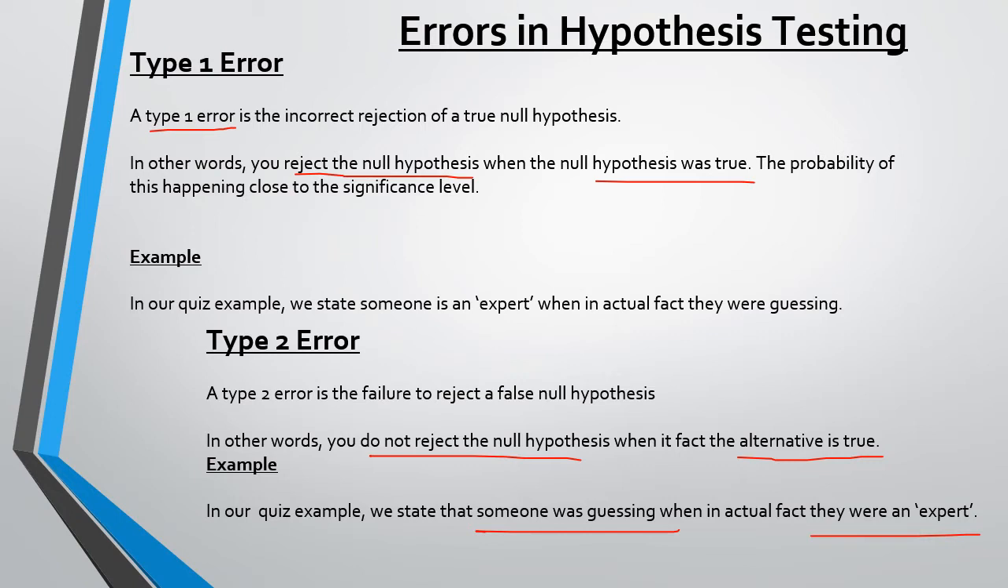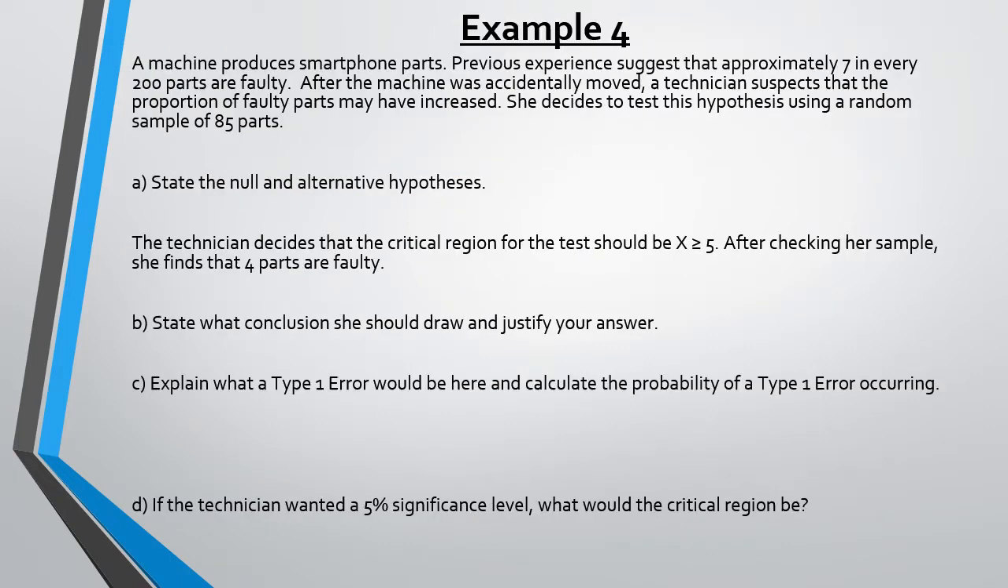Okay, so what we'll do is just go through two examples just to see if we can iron things out with that. It's not easy at all. I'm sure I said that before. Let's have a look though. So example 4, because this is following on from the previous video. A machine produces smartphones. Previously we see it's 7 in every 200.